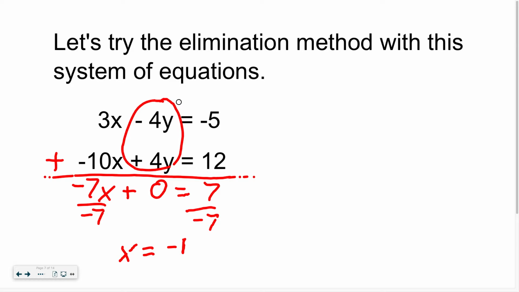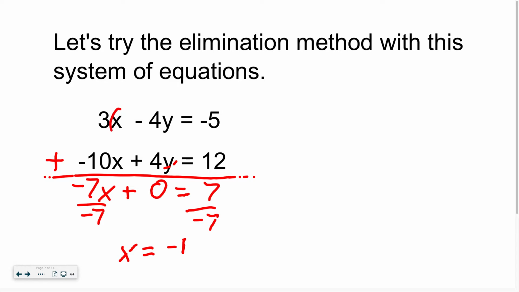How did you get that? What did you do? Substituting x. Yeah, so you're substituting this negative 1 in for any x. Which equation did you use? The first one.